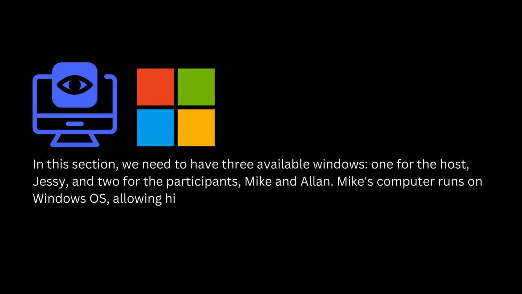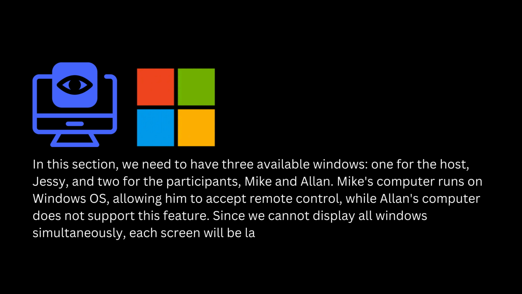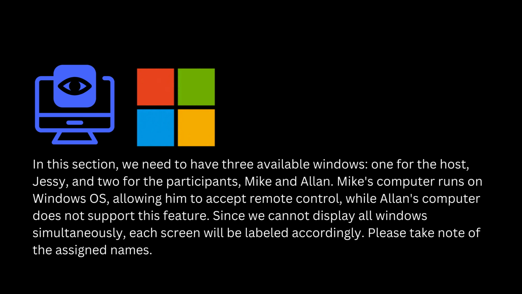In this section, we need to have 3 available windows, 1 for the host, Jesse, and 2 for the participants, Mike and Alan. Mike's computer runs on Windows OS, allowing him to accept remote control, while Alan's computer does not support this feature. Since we cannot display all windows simultaneously, each screen will be labeled accordingly. Please take note of the assigned names.